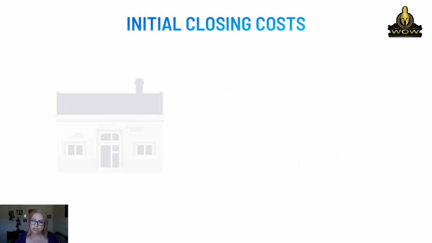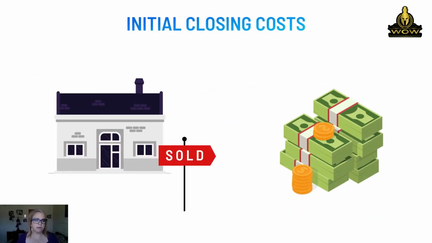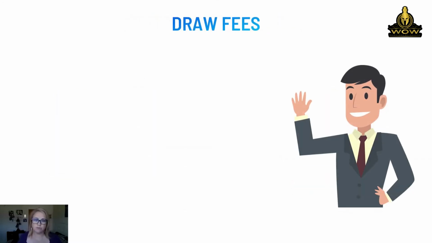You're going to have your initial closing costs, because when you're doing the BRRRR strategy, you have 2 closings. You close on it when you're buying it, and then you also go through another closing when you're refinancing it. Okay, so initial closing costs are part of this. You're also going to have draw fees.